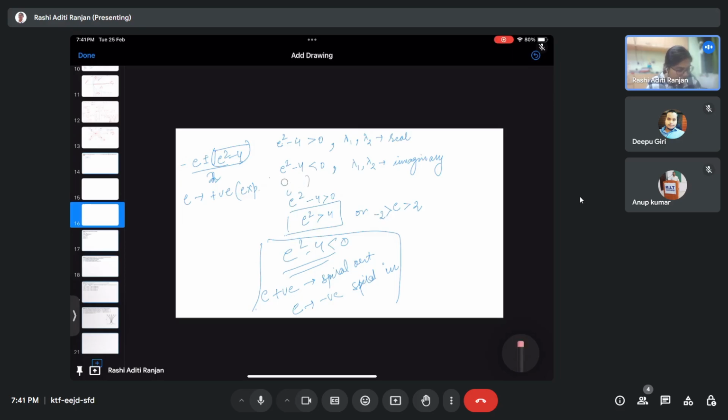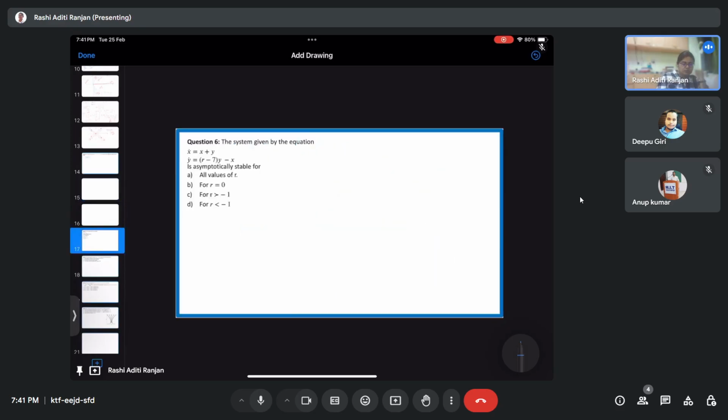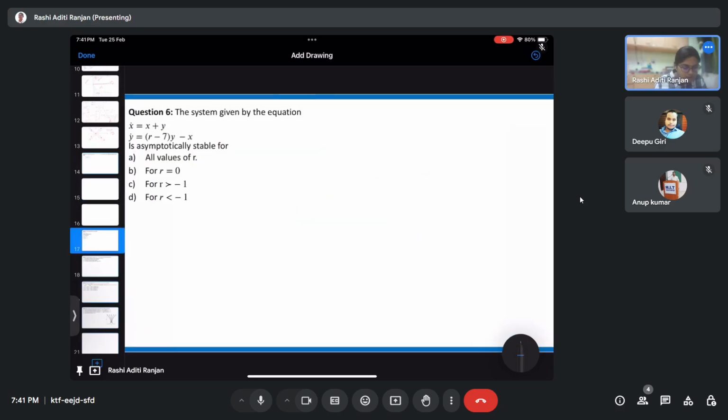Again, I'm writing the wrong thing. Exponential convergence. If e is negative, then we have exponential divergence, which is also clear from the values of the eigenvalues. Okay, so let us come to question number 6.